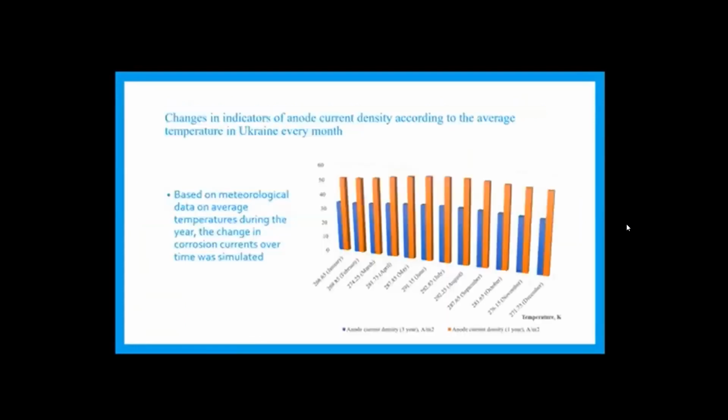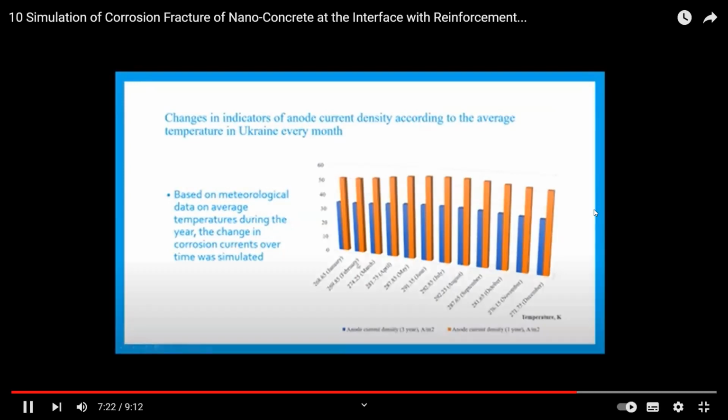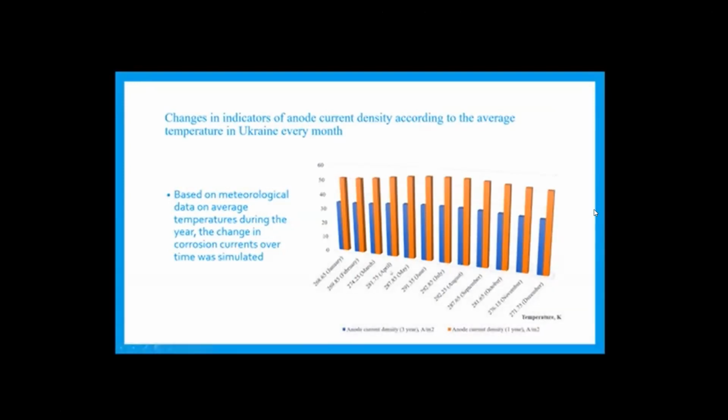Since Ukraine has a temperate climate, there is an average temperature change of 279 Kelvin in the winter period and 294 Kelvin in the summer period. This temperature change causes defects to increase due to the change of state. As you can see here, we have the difference value, and depending on the month it can change, for each month it's related to the average temperature.